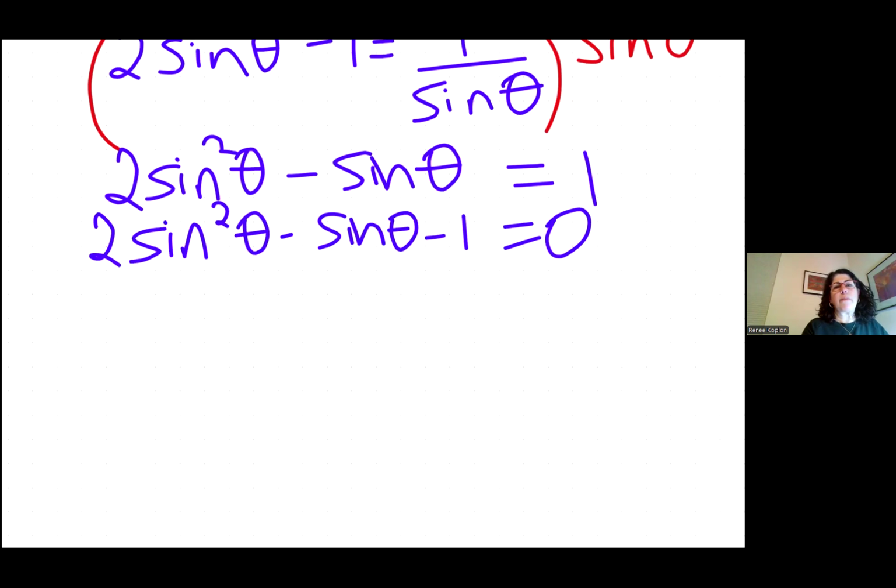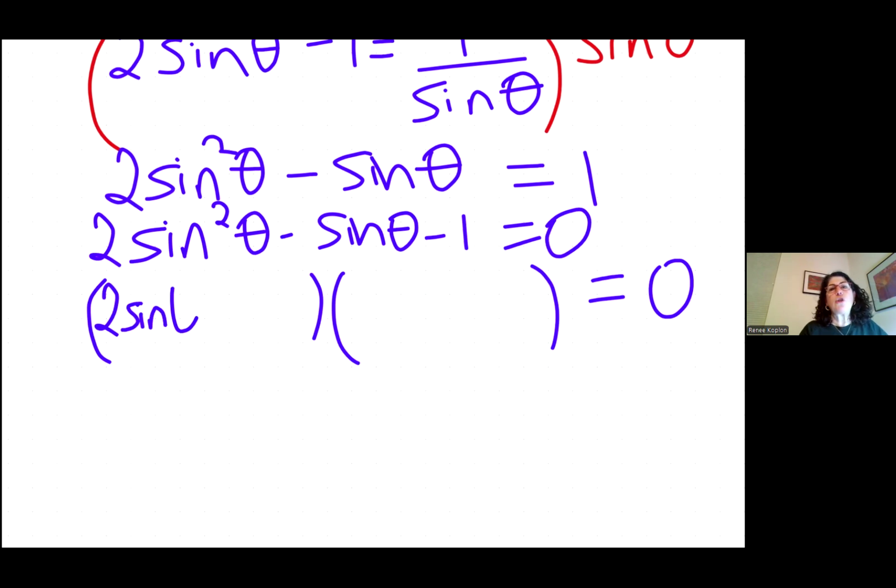We set up our double bubbles to factor this left-hand side. We still have a 0 on the right-hand side. We need 2 things that multiply to 2 sine squared theta. So in one factor, we'll put a 2 sine theta, and in the other factor, sine theta. And we need 2 things that multiply to negative 1. So that's going to be a positive 1 and a negative 1. So both of these factors take a 1. And we need to figure out where to put the negative.